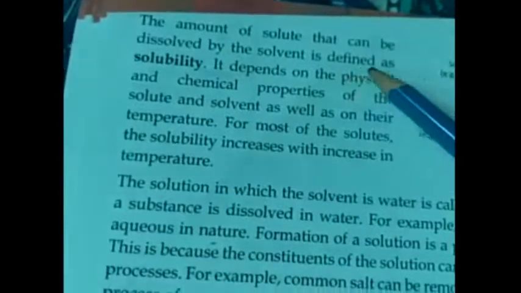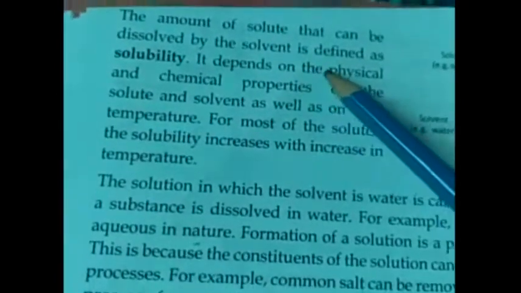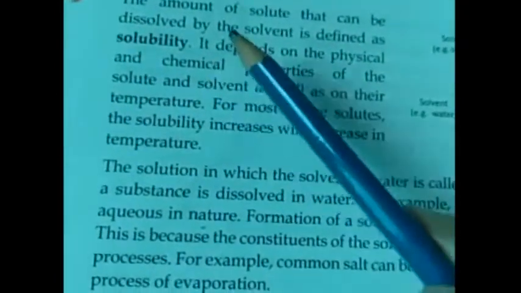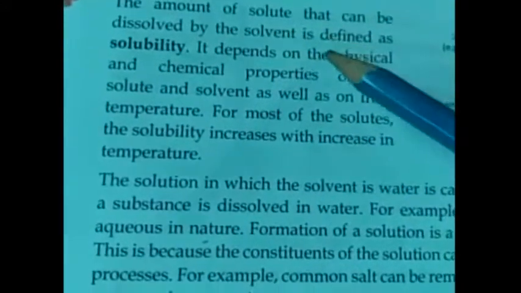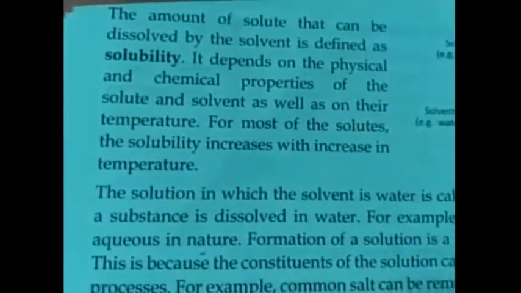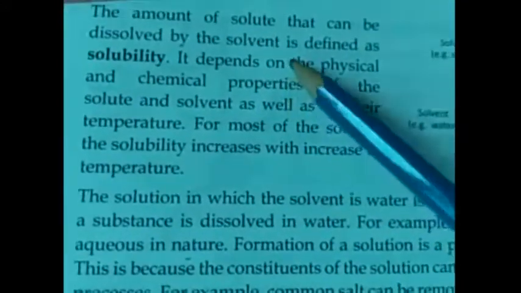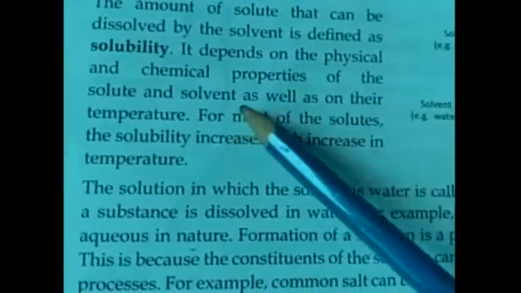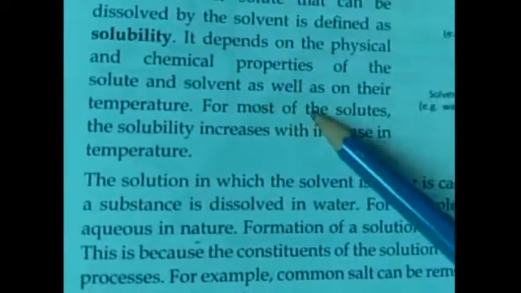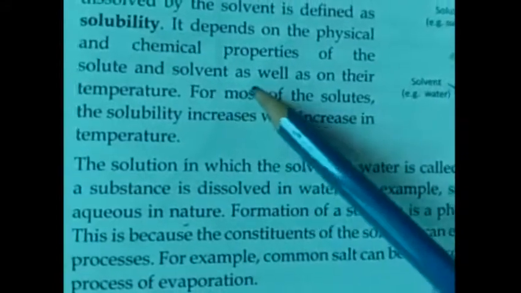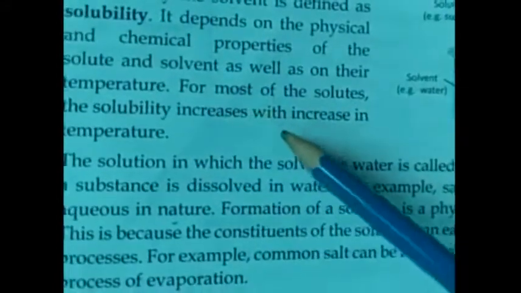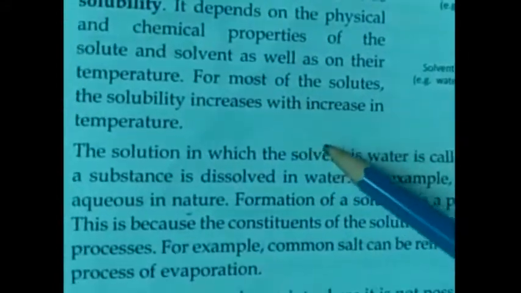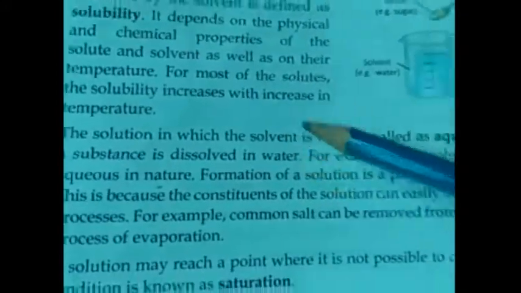The amount of solute that can be dissolved by the solvent is defined as solubility. The amount of solute may be 1 teaspoon or 5 grams, 2 grams. That is the amount. It depends on the physical and chemical properties of the solute and solvent as well as on their temperature. If we increase the temperature, it dissolves very fast.